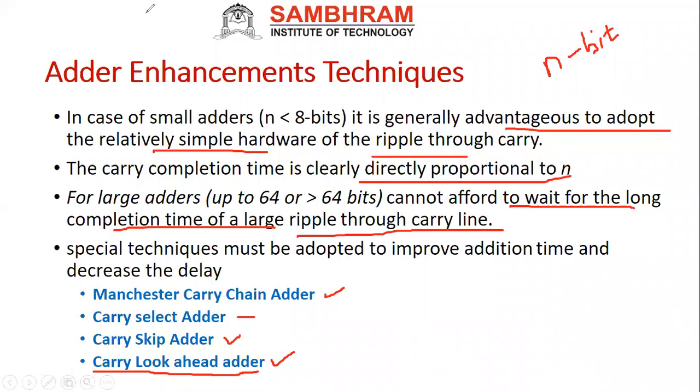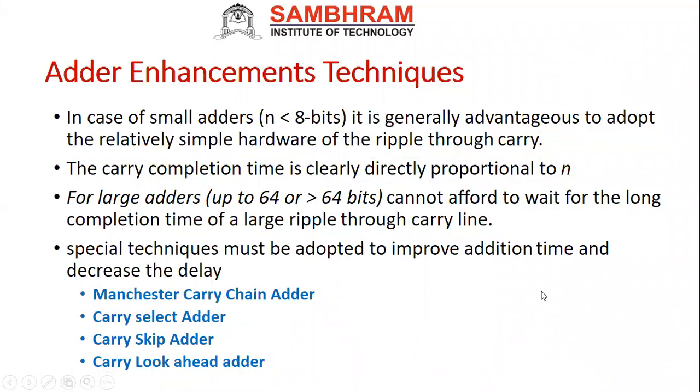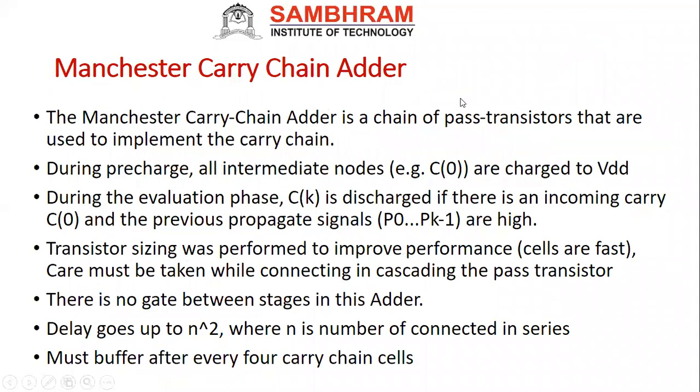The first thing is the Manchester carry chain adder. The Manchester carry chain adder is an adder chain of pass transistors that are used to implement the carry chain. Very important here: in the Manchester carry chain adder, we are going to use a chain of pass transistors. It is like we use a dynamic CMOS logic circuit. That is what we are going to use.